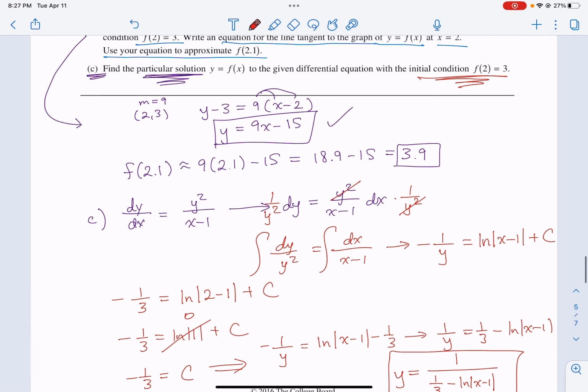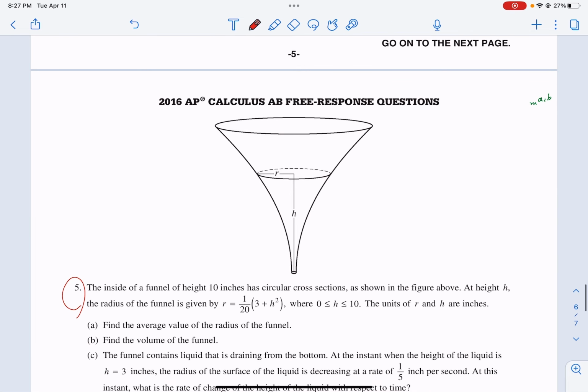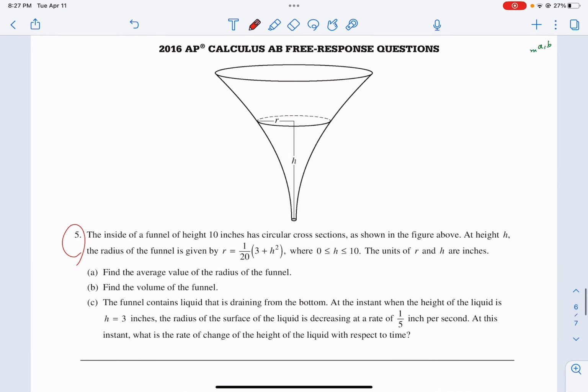Anyway, we're going to go ahead and move on to the next one. So this one's kind of cool. Problem number 5. So we have the inside of a funnel of height 10 inches, has circular cross sections, which we can see. At height h, the radius of the funnel is given by this equation. Right, so it relates the radius to the height. You plug in a height, it spits out the radius. You want to think of that kind of like a function, where h is between 0 and 10. The units of r and h are inches.